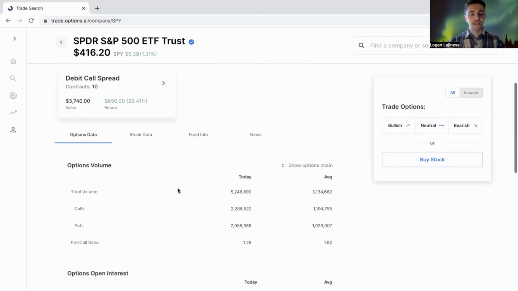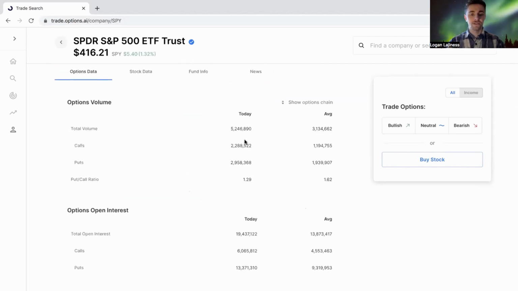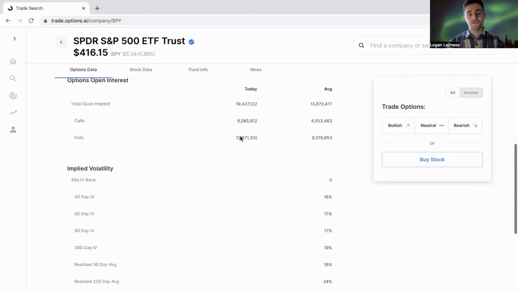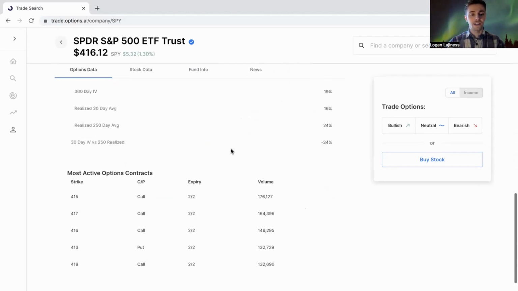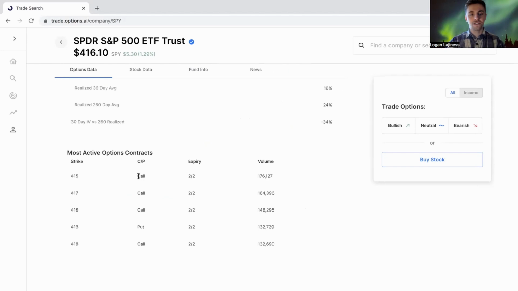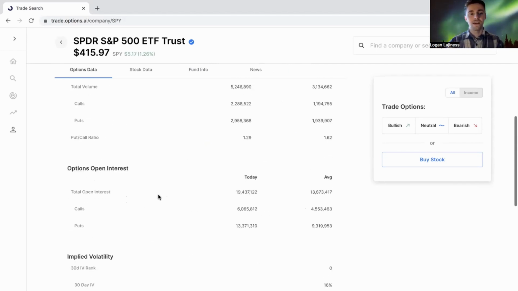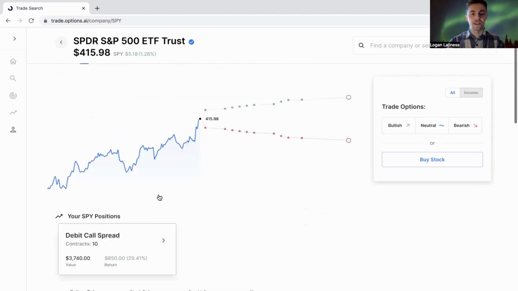You can come down and actually see the open interest. You can see the options volume, which is very helpful on SPY. You can see the most active open options contracts. So everything that's being messed with today, there seem to be 413 puts, a lot of calls today, expiring today. I'm not sure if those will get paid out depending on where they are.